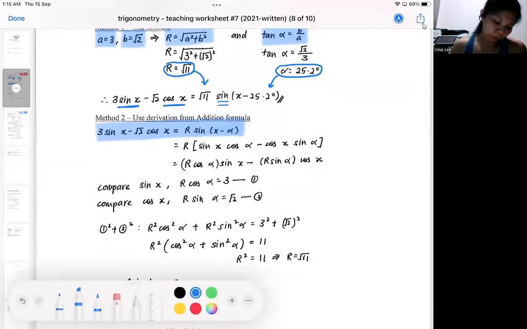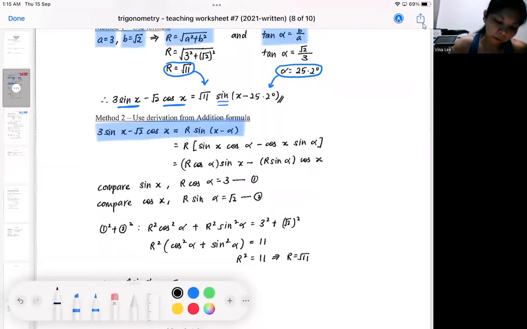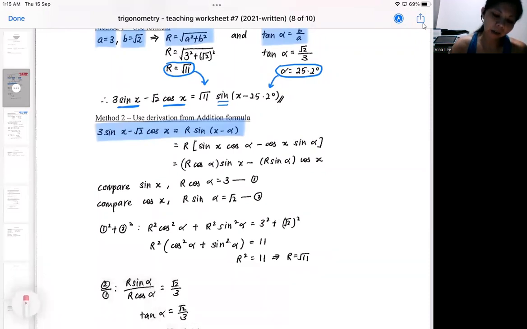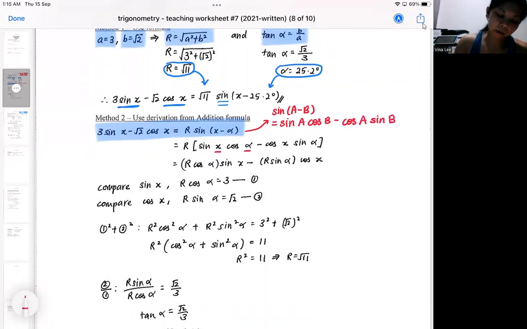What do we mean by using the addition formula? This part looks like the sine A minus B formula, which we should have learned in the addition formula: sine A cos B minus cos A sine B. So I'm applying this, but my A here is x, and my B is alpha. So I apply the addition formula.